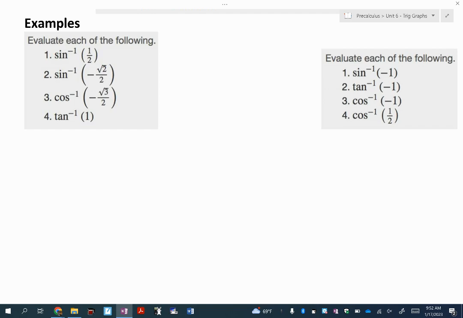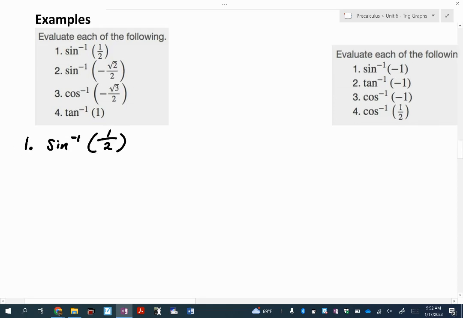So I'm going to do number one here, a little bit more space. It's the arc sine of 1/2. All right, it doesn't say degrees or radians, and so I always assume, and I tell you to do the same thing, if it doesn't say what the unit is, I'm going to use radians.